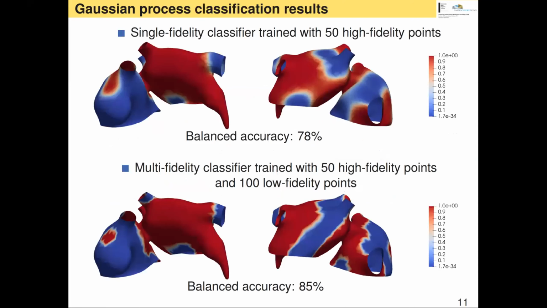And these are the Gaussian process classification results. These results were obtained using training points that are different from the ground truth points that I showed in the previous slide. So here we have the single fidelity classifier trained with 50 high fidelity points, and this is the multi-fidelity classifier trained with 50 high fidelity points and 100 low fidelity points. The balanced accuracy compared to the ground truth of the multi-fidelity classifier is 85% against the 78% of the single fidelity classifier.